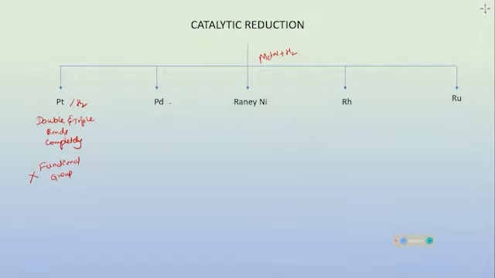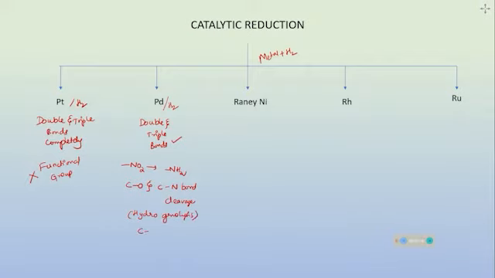Palladium in the presence of hydrogen reacts similarly to platinum. It also reduces double bonds as well as triple bonds. Along with this, it can reduce nitro compounds to amines and is also used for C-O and C-Cl bond cleavage. This is called hydrogenolysis. Hydrogenolysis is nothing but carbon-carbon or carbon-heteroatom bond cleavage.